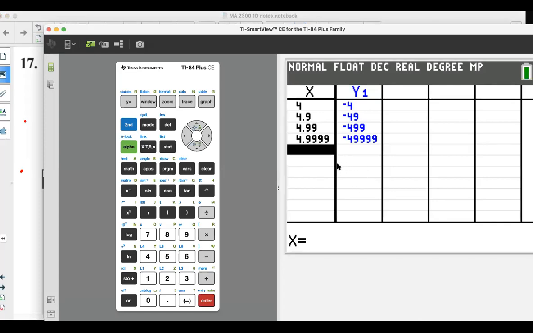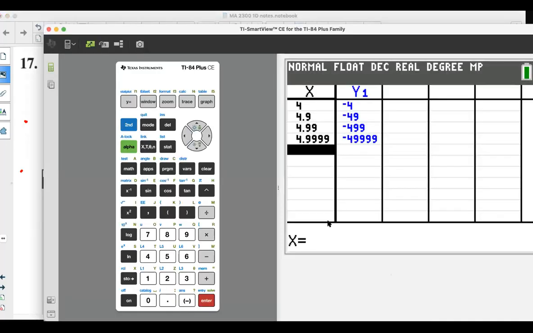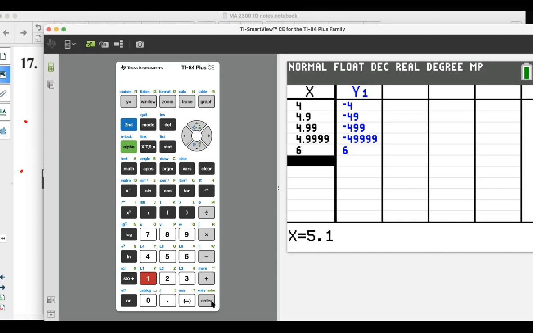Now, if I were to go from right to left, so I'm trying to evaluate this one, how am I going to do that? I'm approaching 5 from the right side, so maybe I can start from something greater than 5. Maybe 6, but let me go for 5.1. That's much closer to 5 now, isn't it? 51. What if I go for 5.01? Then I'm much closer to 5, right? 501. What's happening? The value is getting bigger.